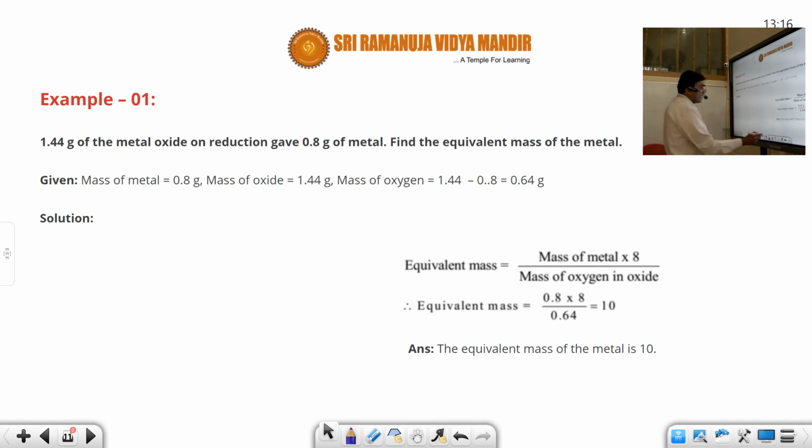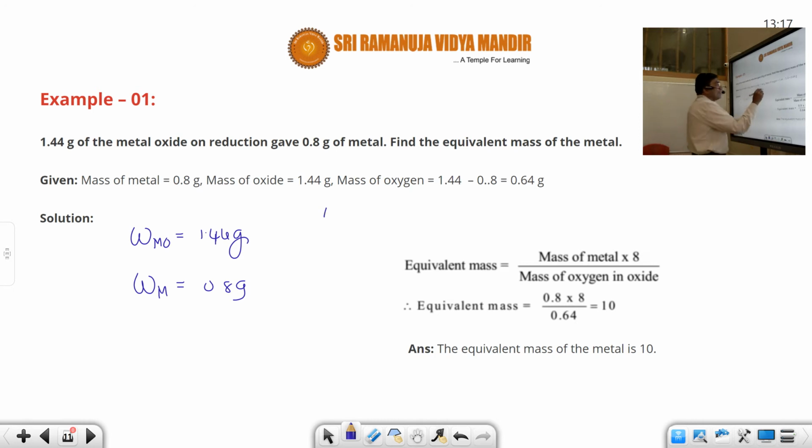1.44 grams of the metal oxide. So first what do you write, students? Weight of metal oxide is equal to 1.44 grams. Then it gave 0.8 grams of the metal. So the metal is 0.8 grams. Find the equivalent mass. Very simple, students. What is the concept? I told you already: number of equivalents of metal is equal to number of equivalents of oxygen.